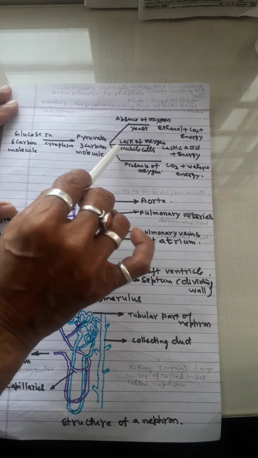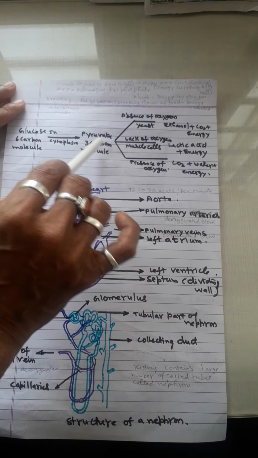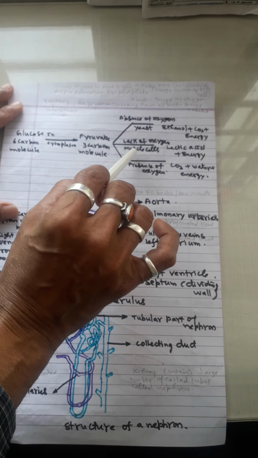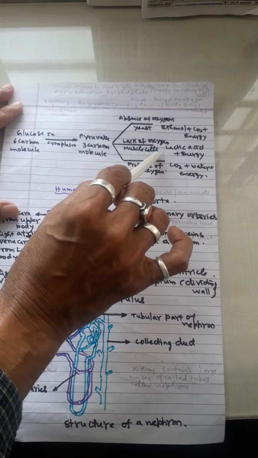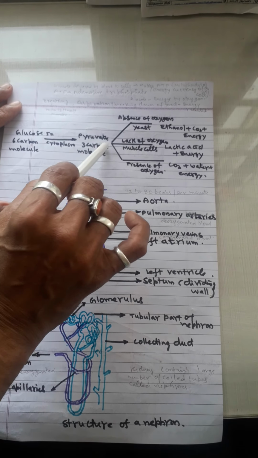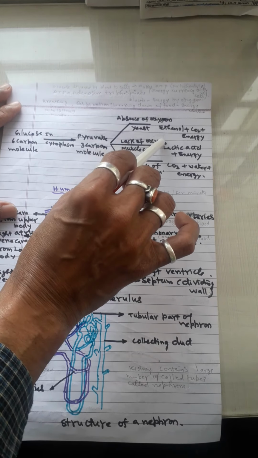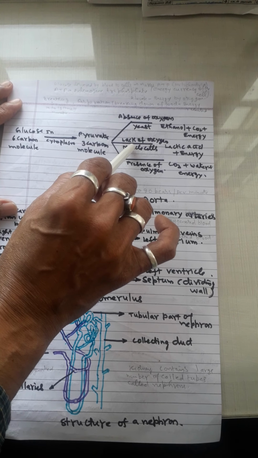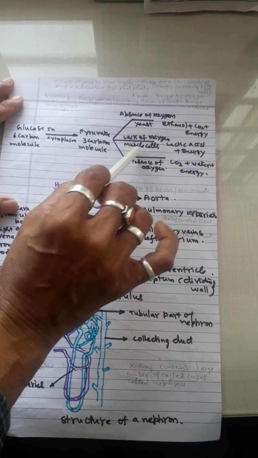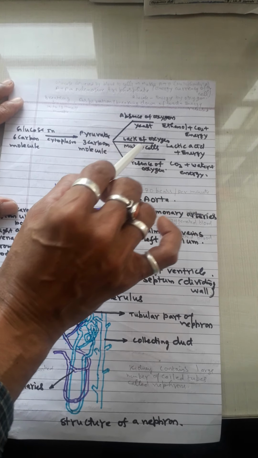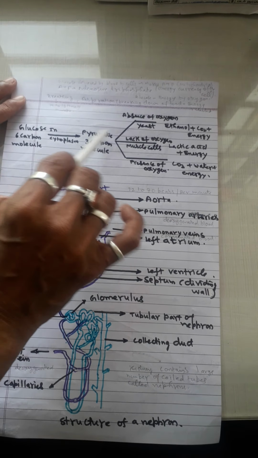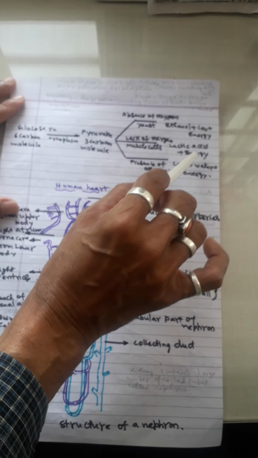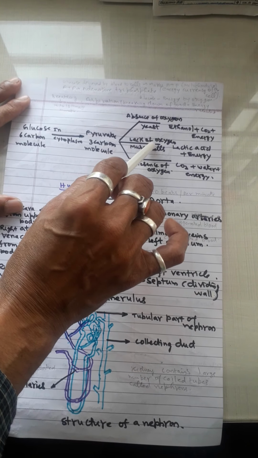Okay, sometimes when pyruvate goes to the muscle cells, there will be some lack of oxygen in the muscle cells. Suppose they have not done proper exercise, then due to lack of oxygen, the muscle cells will convert this pyruvate 3 carbon molecule into lactic acid and energy. So they will have muscle cramps also.